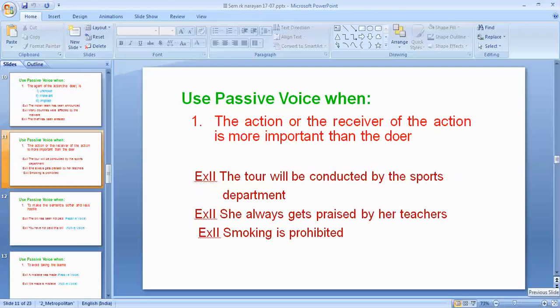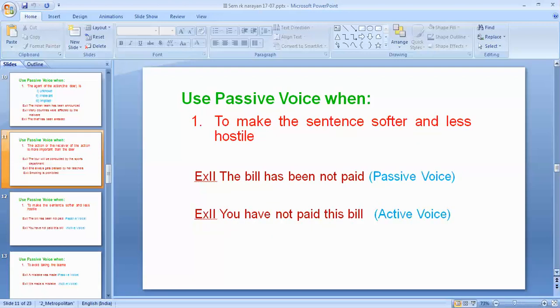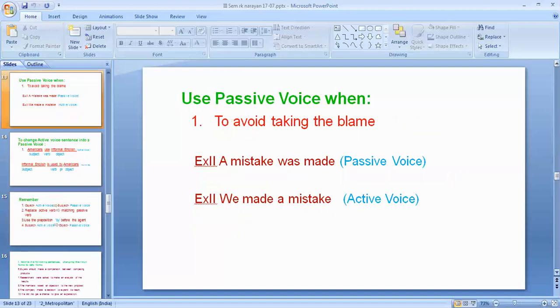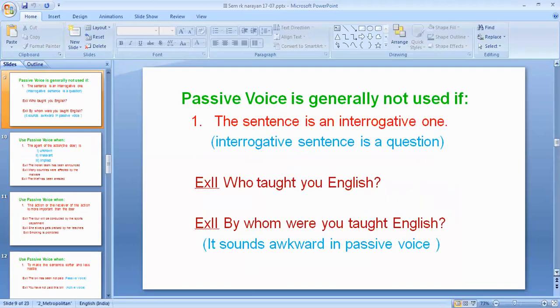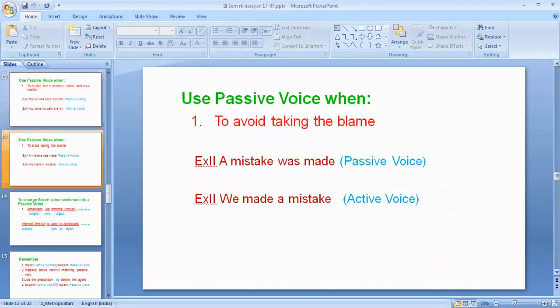And we can also use passive voice to avoid taking the blame. When we do not want to take the blame on ourselves directly, on those occasions also we can use passive voice.